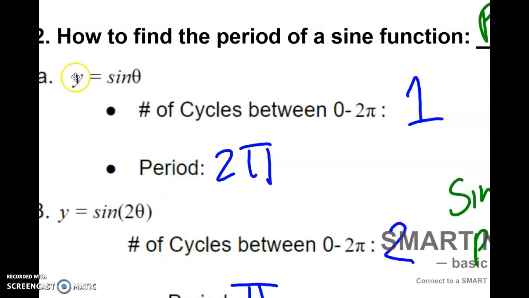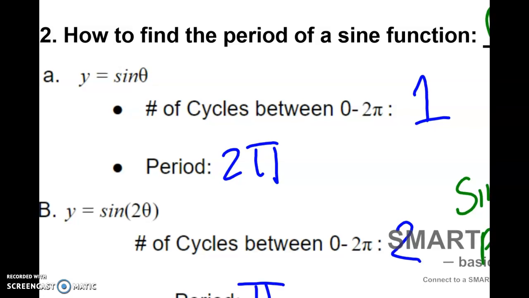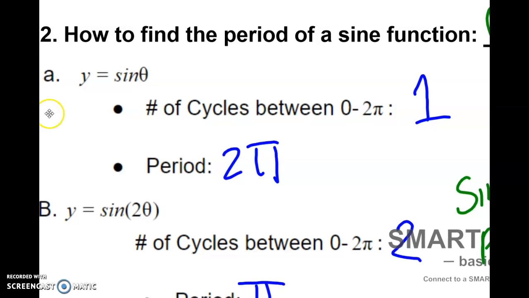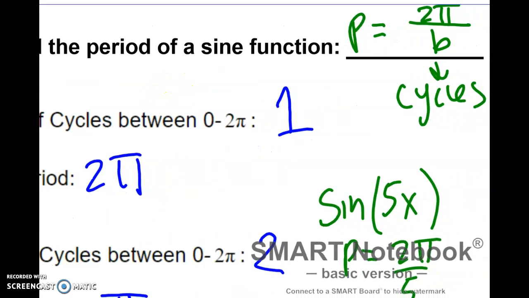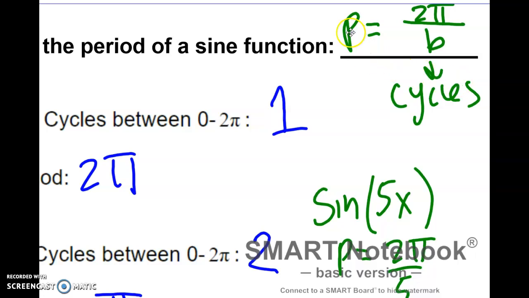How do you find the period of a function? It's really useful information here. So the period of a function is found by taking 2 pi and then you divide it by b, because if you remember, b changed the period of the function.